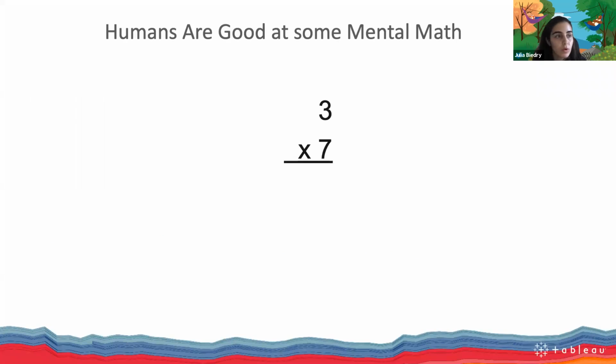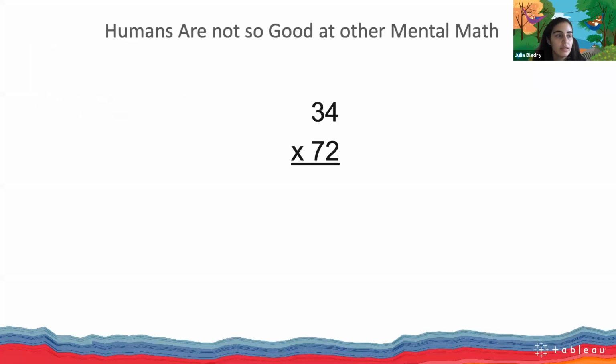So we're good at some mental math as humans. We have an area of our brain where we store quick responses to certain stimuli. So we know, for example, that 3 times 7 is 21 because we've learned that in school, and these facts can occupy part of our brain that has a quick response. However, humans are not so good at other mental math. So we're not designed to manipulate complex numbers in our heads. Another area of our brain is used for more complex processing.